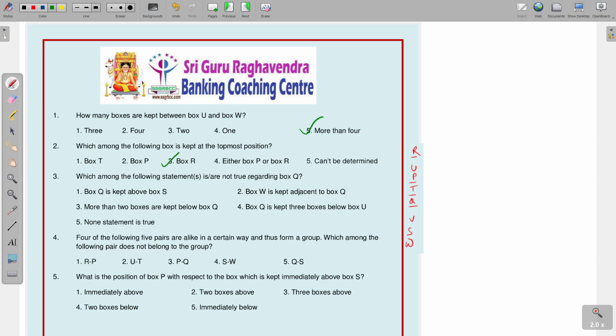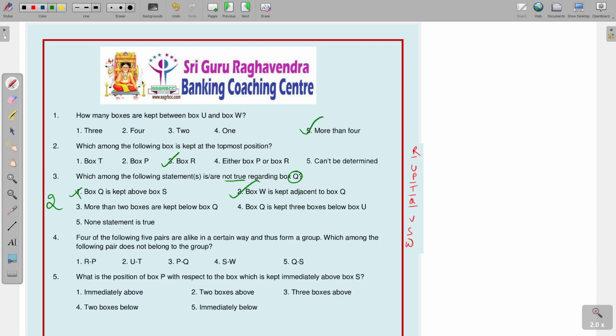Which among the following statements is not true regarding Q? So, Q is placed here. Q is kept above S, not correct. So, Q is placed above S, it is correct, and W is kept adjacent to Q, this is not correct. Okay, this is the answer, option 2 is the answer.